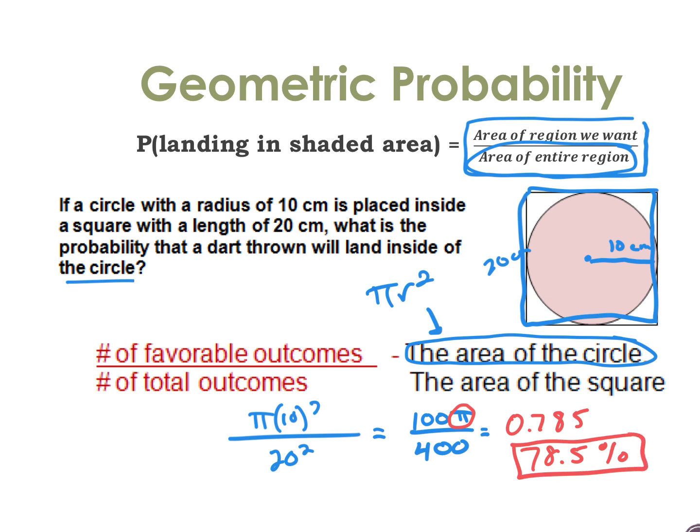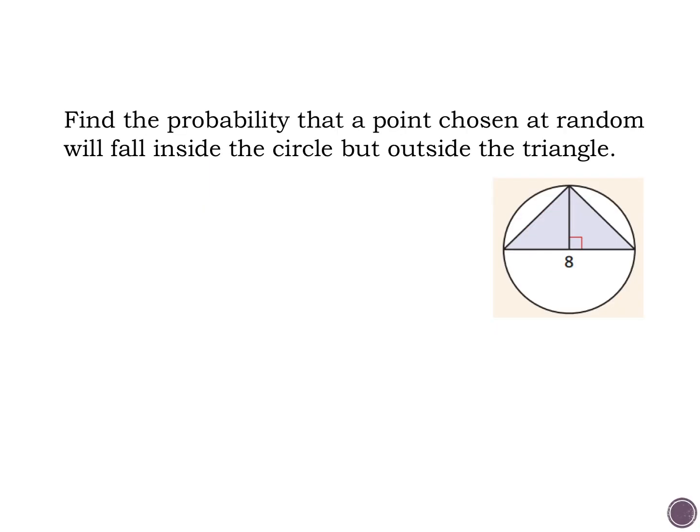So let's take a look at a few more here together. It looks like we got one more to try on together, and then one to try on your own here. So here it says, find the probability that a point chosen at random will fall inside the circle but outside the triangle. There's a miscolored hue here around the circle, but we're only worried about the circle, so disregard that yellowish square that's around it. That just happens to be the image that was pulled in here. So we're only focused on the circle.